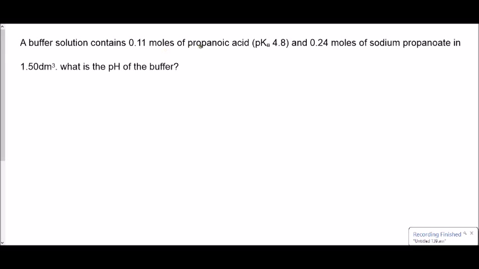This question, we've got a buffer made from propanoic acid. Pause the video and have a go at this question. Okay, so when we're looking at this question, a couple of things we're going to do. First of those is to convert this pKa value into a Ka value, so we're going to do 10 to the minus 4.8.